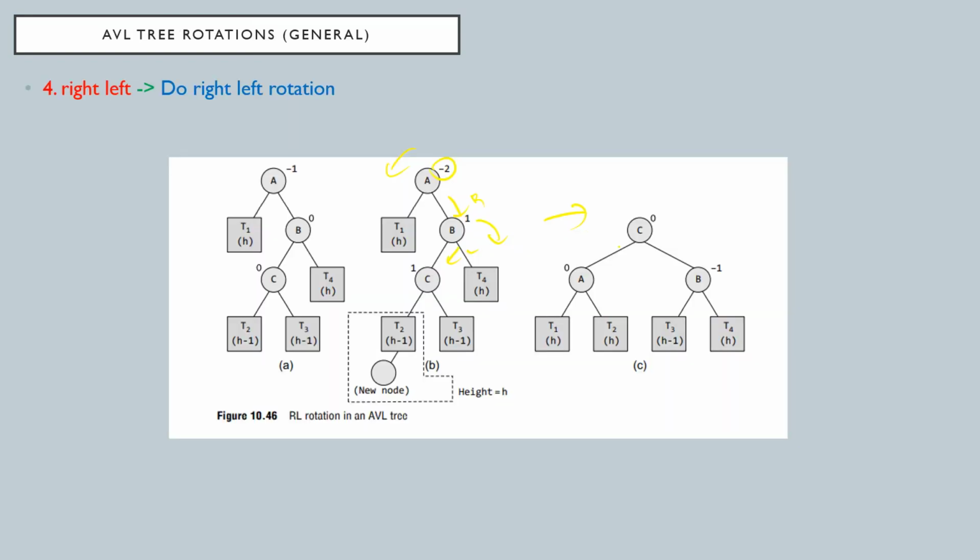Okay, so this is the basic idea and the basic facts that you must know about AVL trees. In the next video, we will see how to perform insertions into AVL trees.